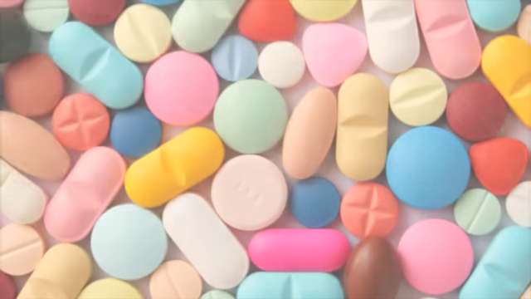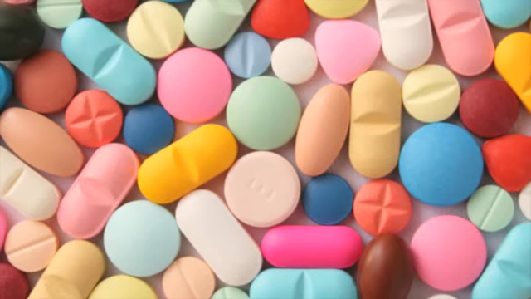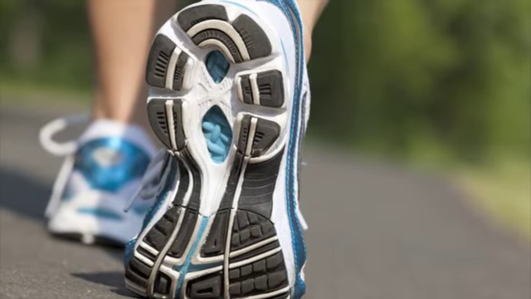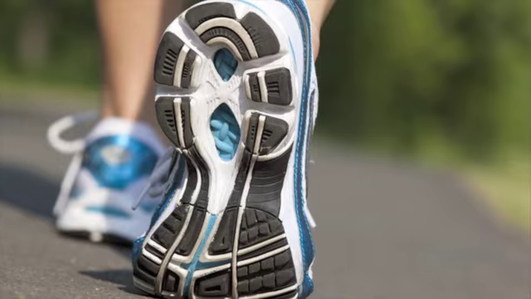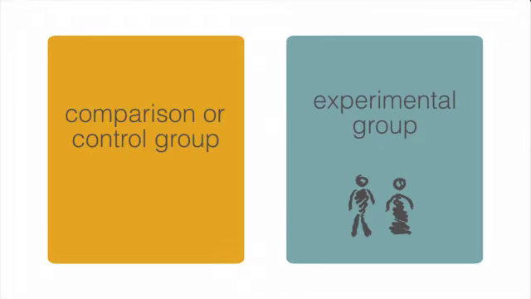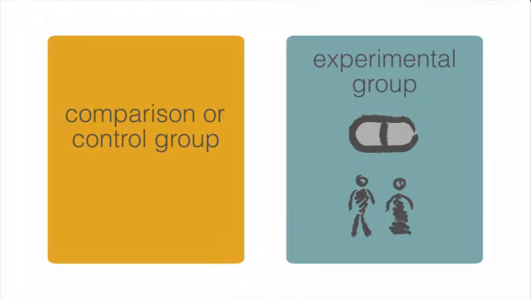Research can be done to compare a standard health treatment to something different or new to see what works best. This can be done for medications, medical devices, and even behaviors such as diet and exercise. Such studies are often set up with experimental groups and control groups. Those in the experimental group will get the health treatment being studied.